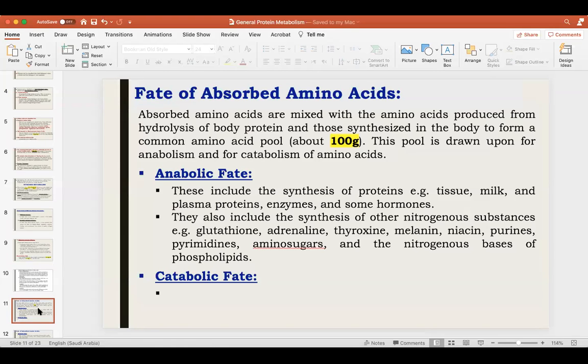The fate of absorbed amino acids. Usually the amino acid pool is about 100 grams. As I said before, the normal adult takes about 90 grams of protein per day. So this will be digested into amino acids and go to the bloodstream and mix with the amino acids which are hydrolyzed from our tissue proteins to make a common pool. What are the fates of the amino acids? Amino acids normally are not oxidized to give energy, as I said. No oxidation of amino acids, no oxidation of proteins, because this is dangerous.